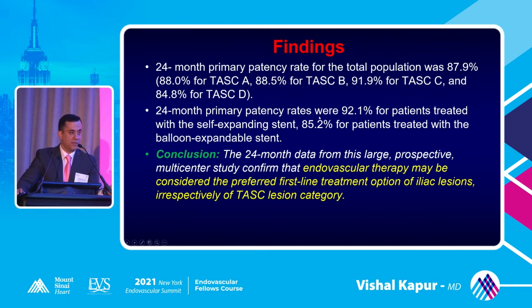So what they did is they followed the patients for 24 months and they looked at the primary patency rate, which was pretty good. If you look across the board, with TASC A and B, of course, it's a little bit more, but even TASC D was not bad, all the way from 88% down to 84.8% for TASC D lesions. They compared self-expanding and balloon expanding stents. The self-expanding stents, like Shreya mentioned, the data is very convincing for self-expanding stents as compared to balloon expanding stents.